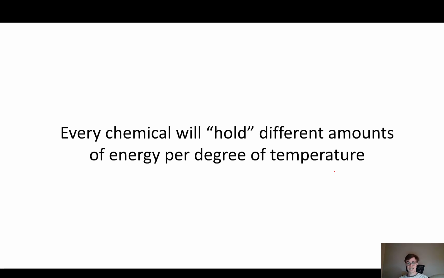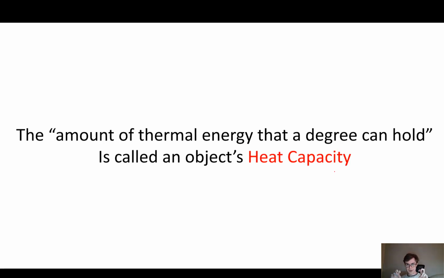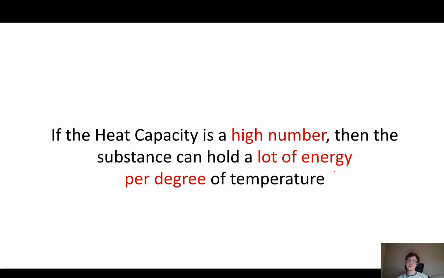This is because every chemical will hold different amounts of energy per degree of temperature. So water takes a lot of energy to heat up by 1 degree, whereas metal takes only a little bit of energy to heat up by 1 degree. The amount of thermal energy that 1 degree can hold is called an object's heat capacity. And I'm going to use a metaphor, and I hope it helps.